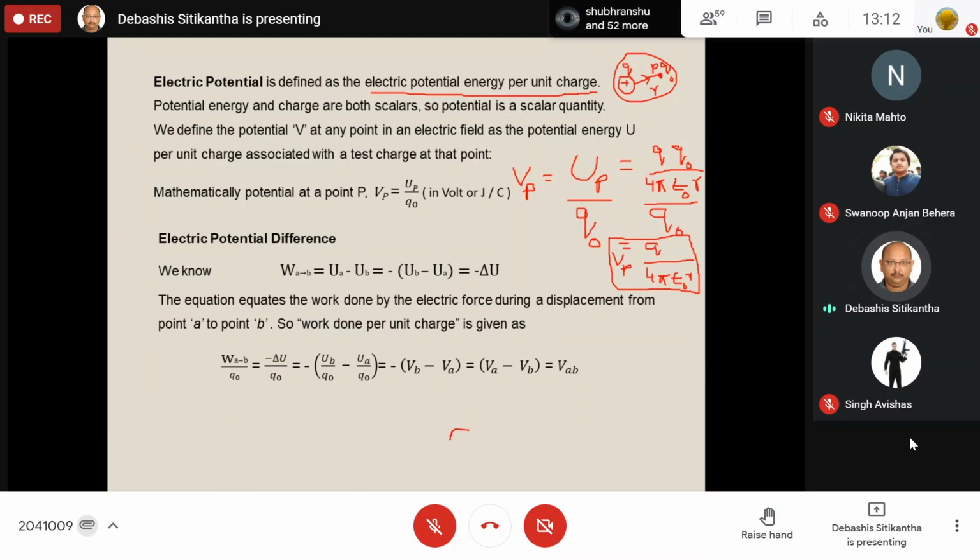So let me tell you pictorially. Suppose here I have a charge Q, which is producing an electric field.